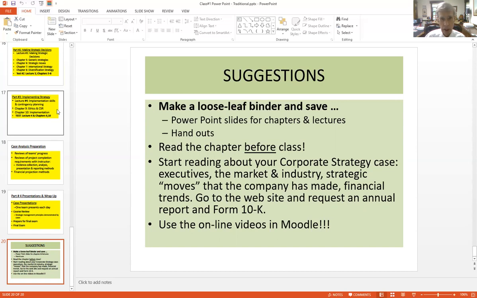And if you look better and you perform better, you're going to get paid better, because you're going to get promoted faster. And that's what you're doing it for, right? You want to make more money, and you will make more money if you have a loose leaf book with these PowerPoints.